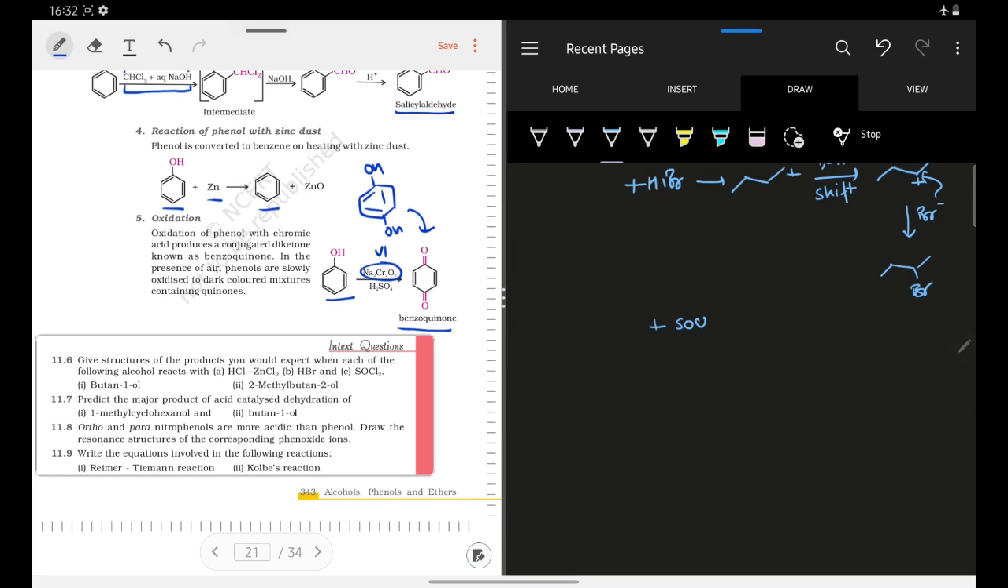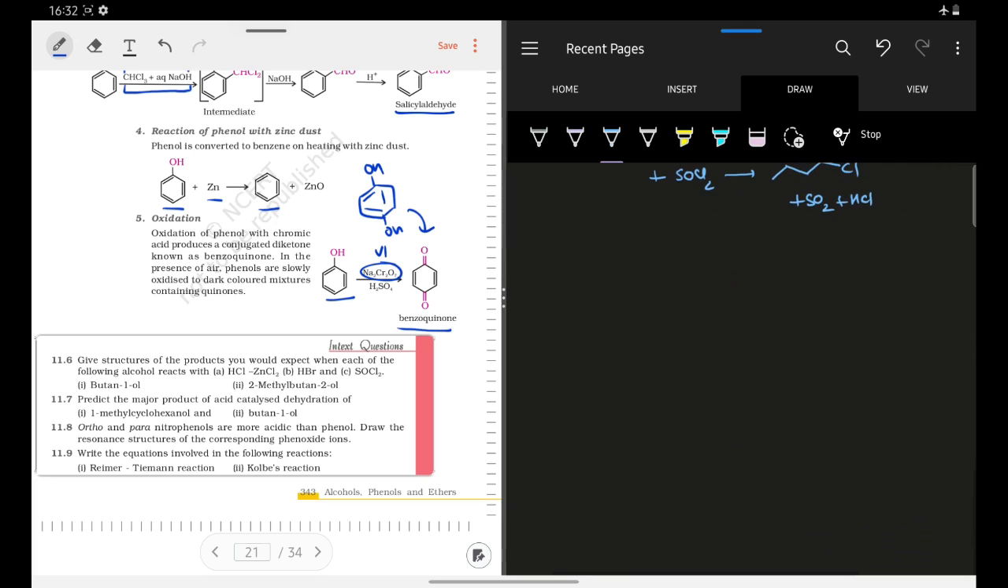The SOCl2 reaction I have taught you in the previous chapter only. So here we know that the product formed would be: Cl will attach here, and you will also obtain SO2 and HCl. Okay, so we know this reaction. This I have already told you in the previous chapter. Okay, so these are the products formed.